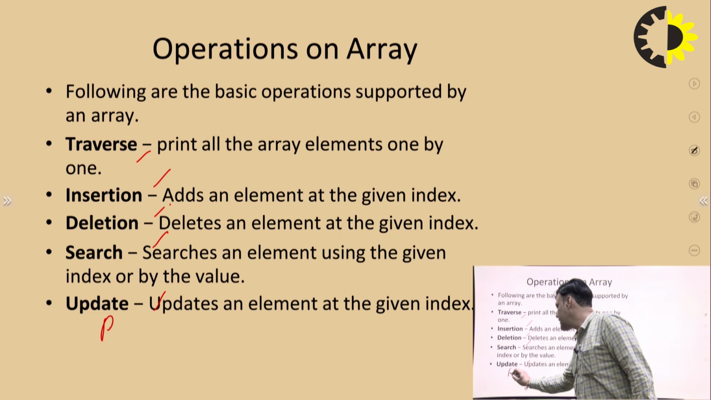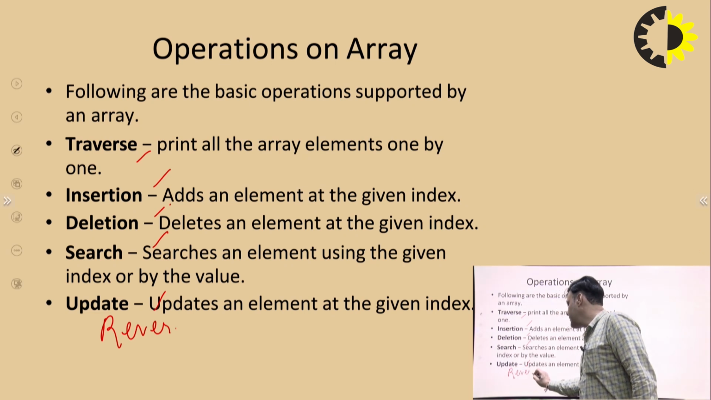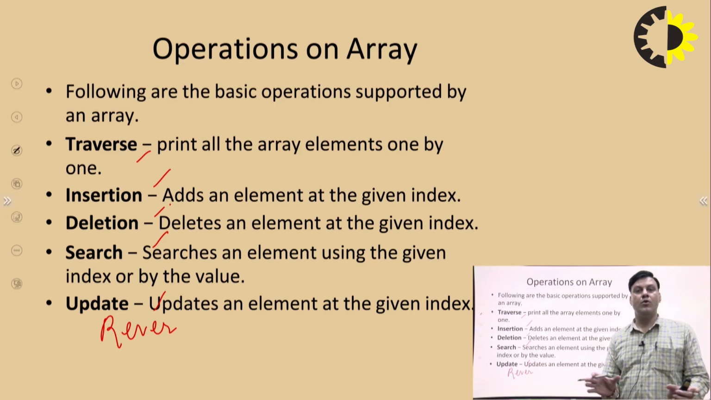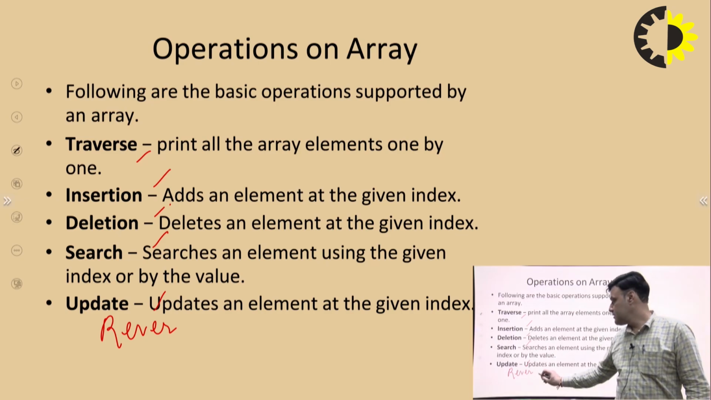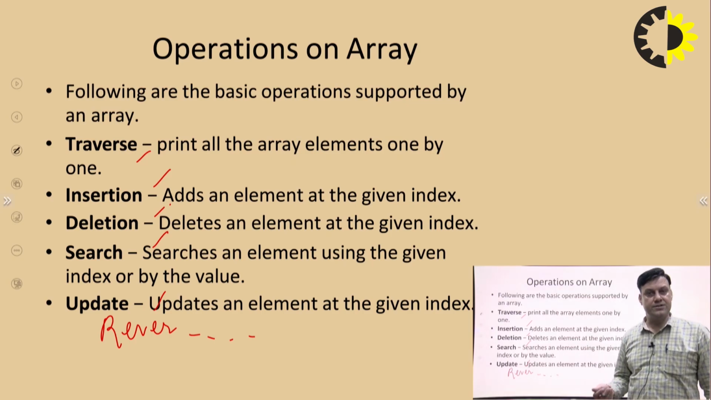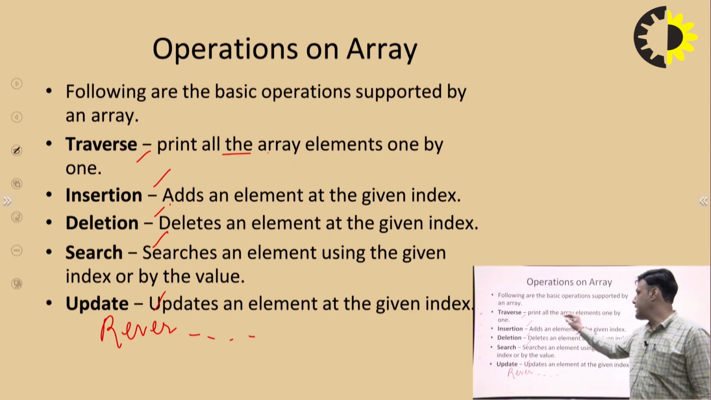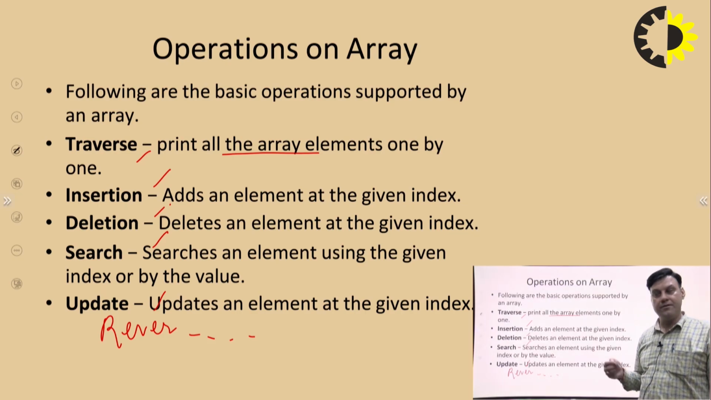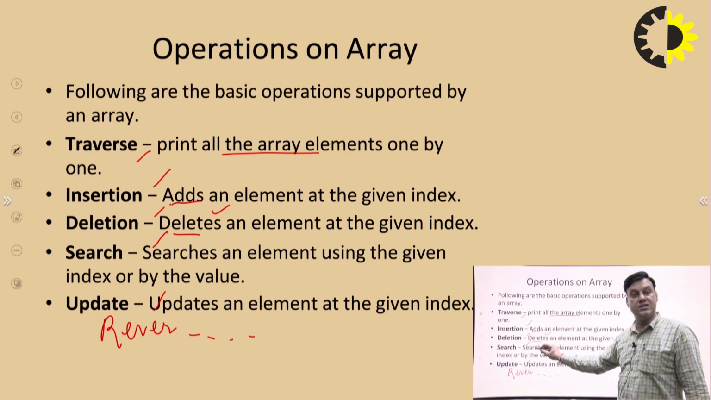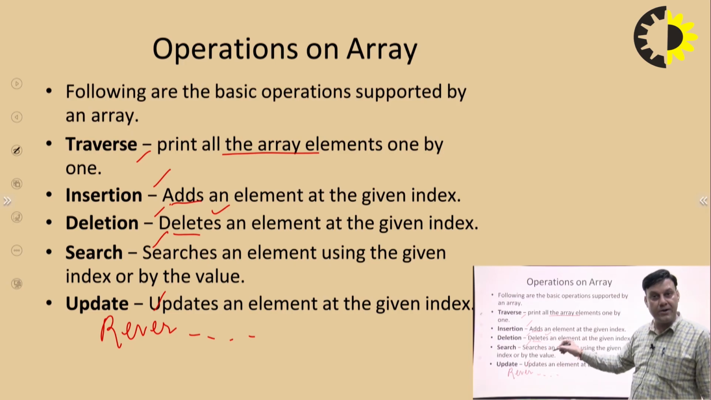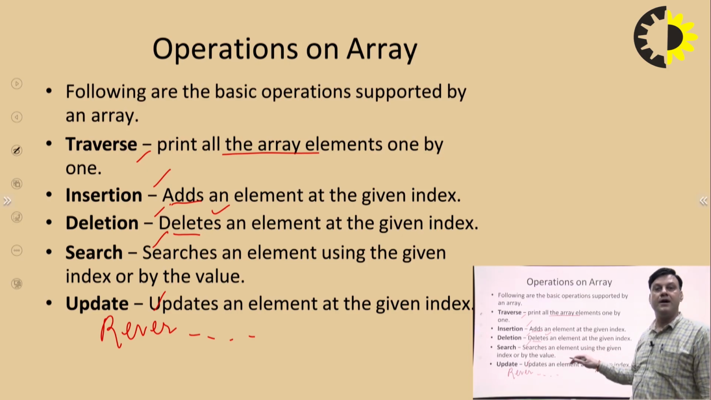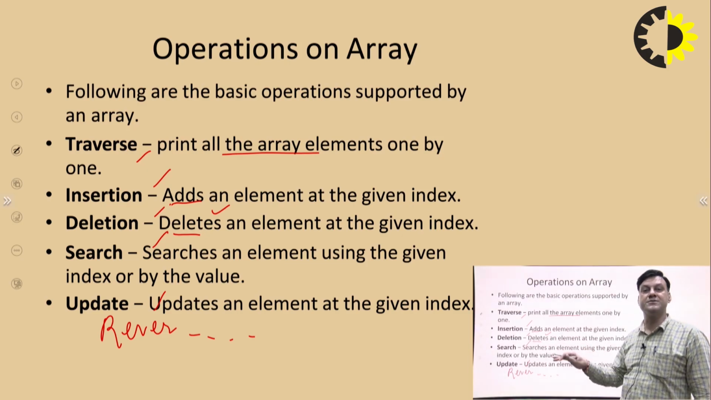For example, by traversing, we can also reverse the elements. We can also merge more than one array. A number of operations we can perform, but these are the important operations. Traversing means printing all the array elements one by one. Insertion means we are going to add an element, deletion means we are going to delete, search means we are going to search a particular value in that array. Update means we are going to update a particular element at the given index position.